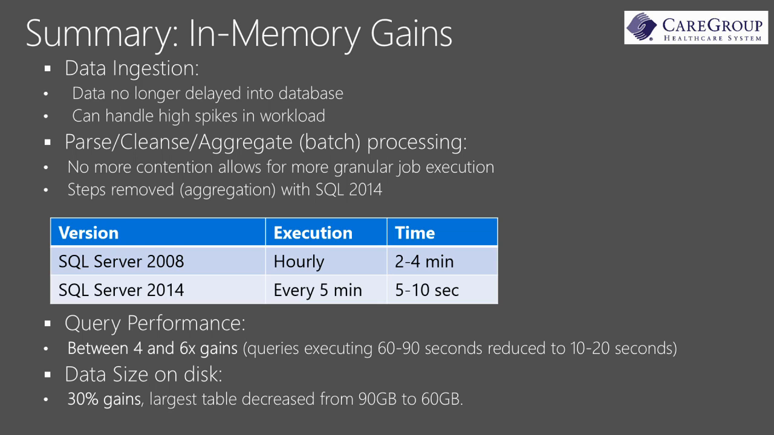For query performance, they got between 4 and 6x gains, going down from the upper echelon of 60 to 90 seconds down to 10 to 20 seconds. And their data size on disk was reduced, primarily or wholly because of the clustered columnstore index.